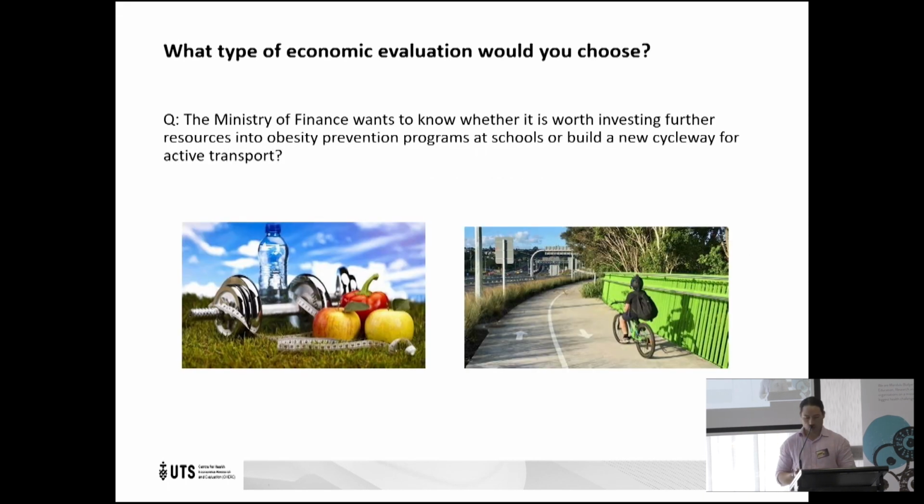And we'll come to our final type of economic evaluation. So the Ministry of Finance would like to know whether it is worth investing further resources into obesity prevention programs at a school, or to build a new cycleway nearby for active transport. So I guess both of these things could potentially help in terms of obesity prevention in childhood, which would be really important. But they're different, and how would you compare the two?